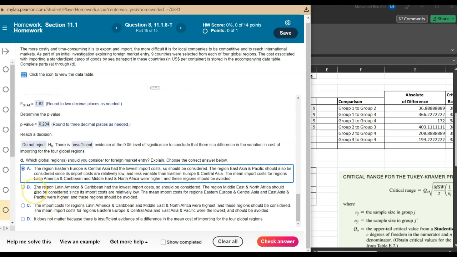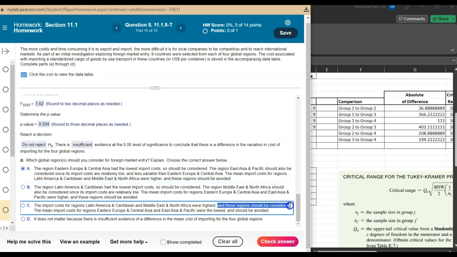Now, obviously B and D are saying nonsense statements here. For example, for B, the region Latin America and Caribbean had the lowest. We know it's not the lowest, so we reject that one. C is kind of confusing here. It's saying the import costs of the region Latin America and Caribbean, all right, and Middle East and North Africa were the highest. Okay. However, the conclusion here says these regions should be considered. Actually, if they are the highest cost, how would you consider that? So that's why I didn't choose this statement.